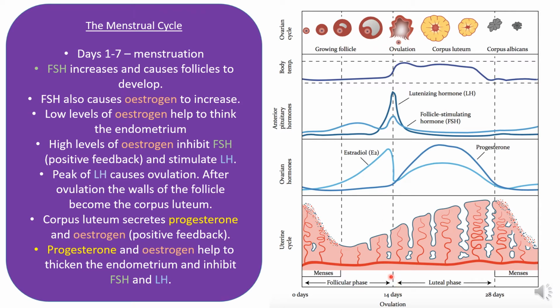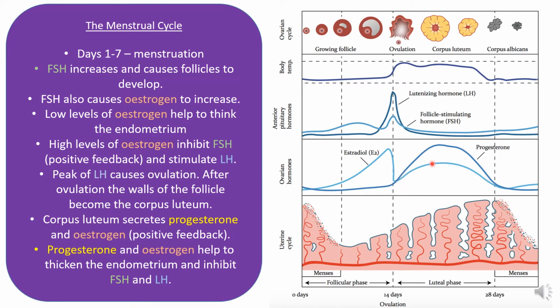Now, after ovulation has occurred, the egg obviously has left the follicle. The remainder of the follicle becomes this here, which is the corpus luteum. So this structure here is the corpus luteum. Now, the job of the corpus luteum, you can see down here, is to secrete progesterone and estrogen. This is another example of positive feedback. So after ovulation has occurred, your progesterone massively increases and your estrogen increases as well.